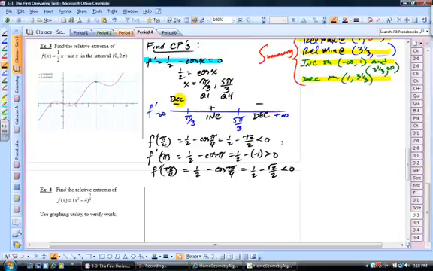So what do we have? On the first interval, it's decreasing, and then it hits the critical point and goes back up. So we have a relative min here. And then it goes increasing and then decreasing too. So we have a max here. Okay. So let me summarize here.